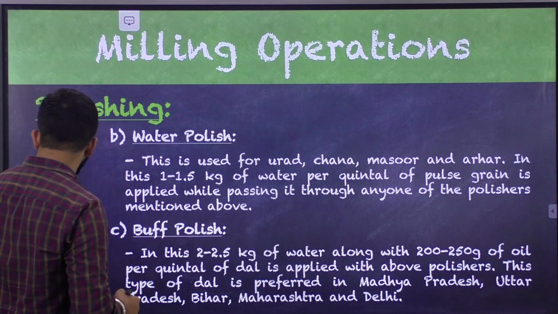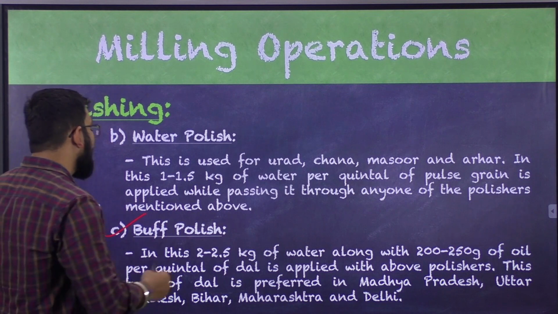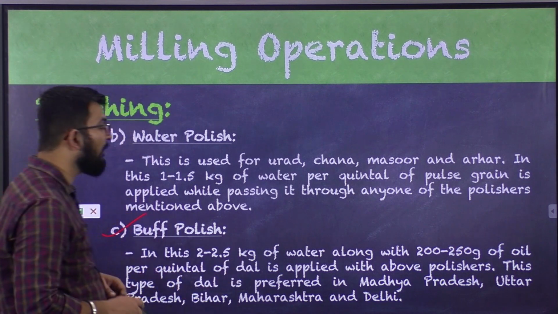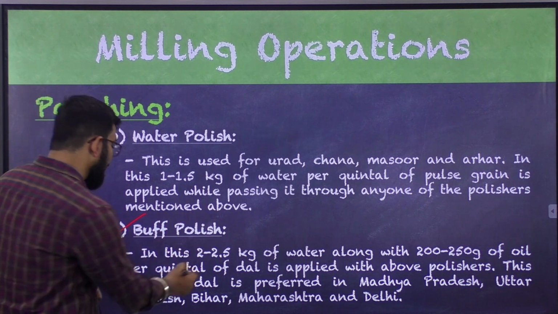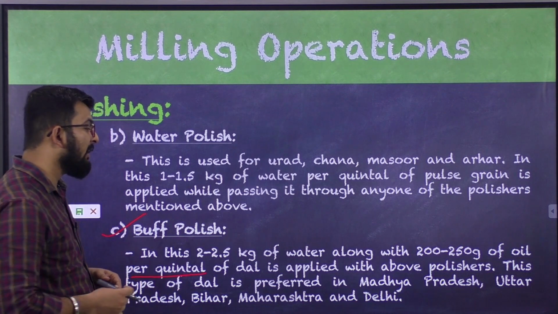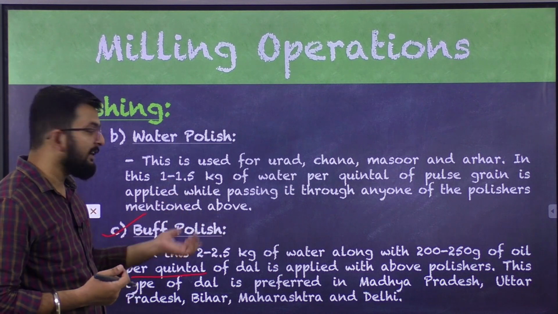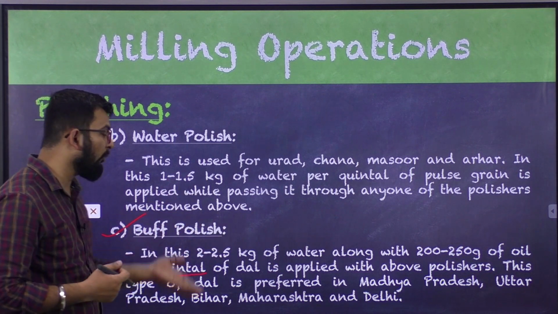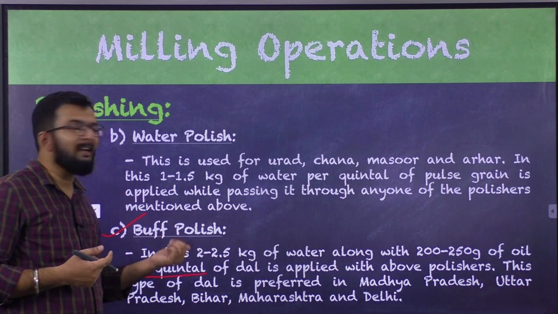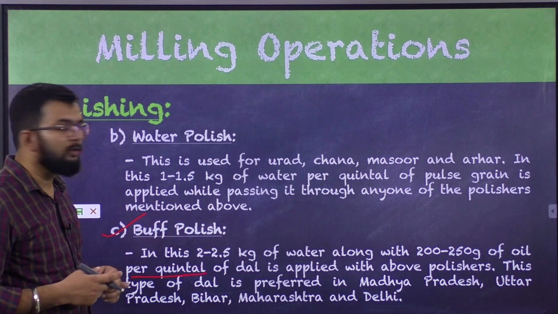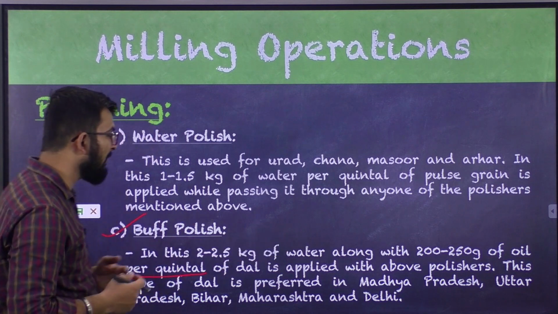Then after that is your buff polish. This buff polish is another kind of polish in which around 2 to 2.5 kg of water along with 200 to 250 grams of oil per quintal of dal is applied with the above polishers. When we are passing it through the polisher, along with water, a certain amount of oil is also added. If water added is 2 to 2.5 kg, then oil added is around 10% of that, that is 200 to 250 grams of oil. Okay, it is applied while passing it through the polisher.